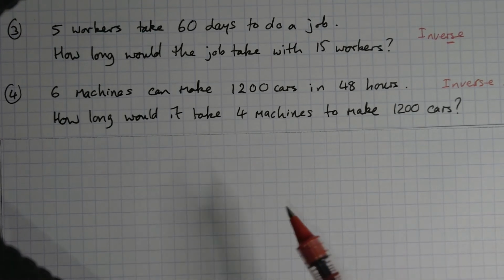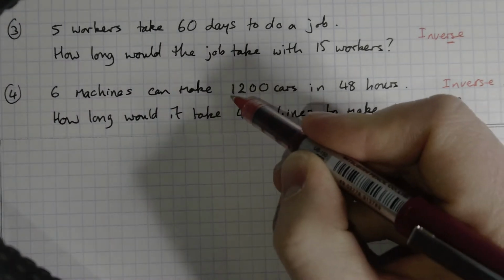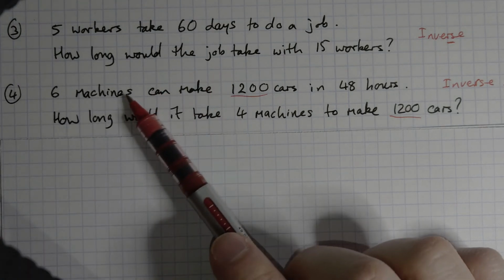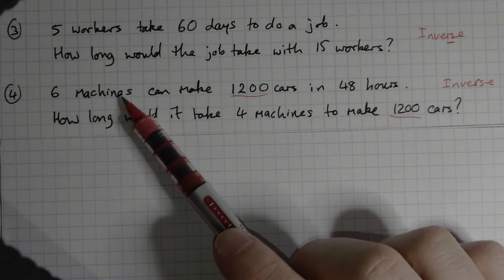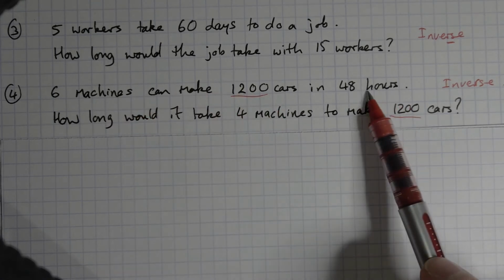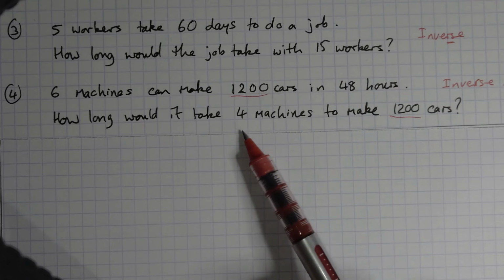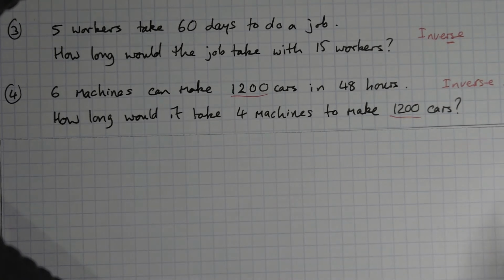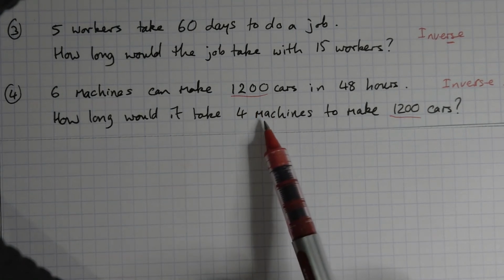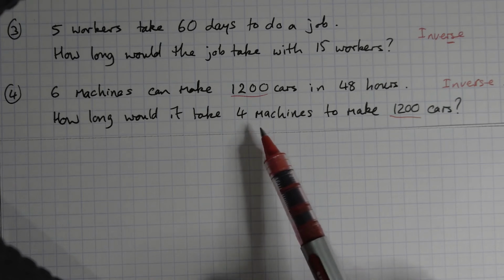Right, so I'll say that again slowly. We've got this situation where there's an amount of cars that's the same in both. So there's a certain job that needs to be done. If 6 machines are all working hard all at the same time, then I can do this job of making those cars in 48 hours. But what if I only had 4 machines? Then how long would it take? So this is an inverse proportion question because you would expect fewer machines to take longer to do the job. If you had more machines, they could do it faster.